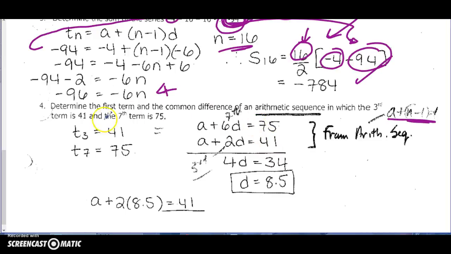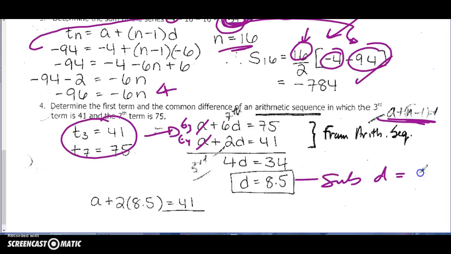So you're just going to use these equations here. I'm sorry, you're going to use this equation here that's given to you. And T3 is this, T4 is that. You sub in using the equations. So this is T3, this is T4. Elimination will get rid of this a here. You end up with 4d is this, a is this. Then you'll sub d is equal to 8.5 into 1 or 2, either one, into the equation.